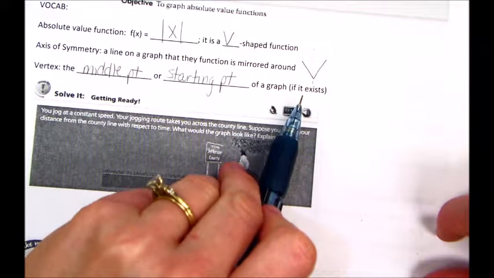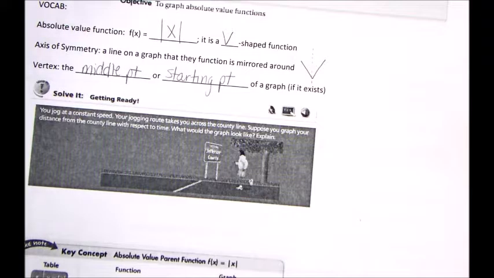I don't know why I wrote "if it exists." Maybe I wrote that there because if it's not an absolute value function, it's not going to have a vertex. Maybe a linear function. I don't know. You can ignore that little rule.